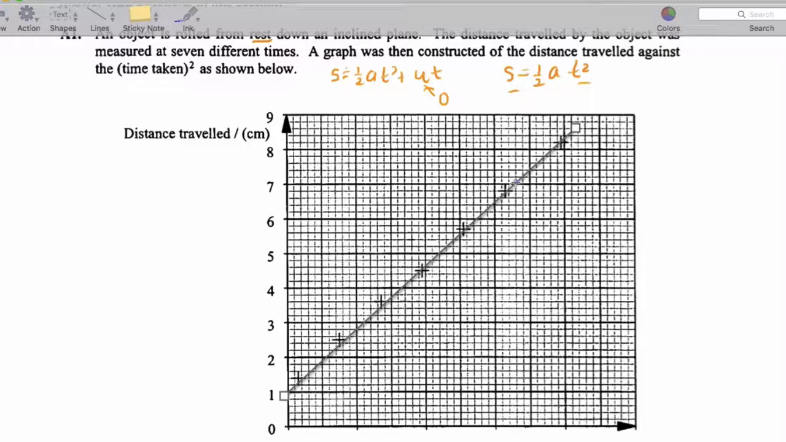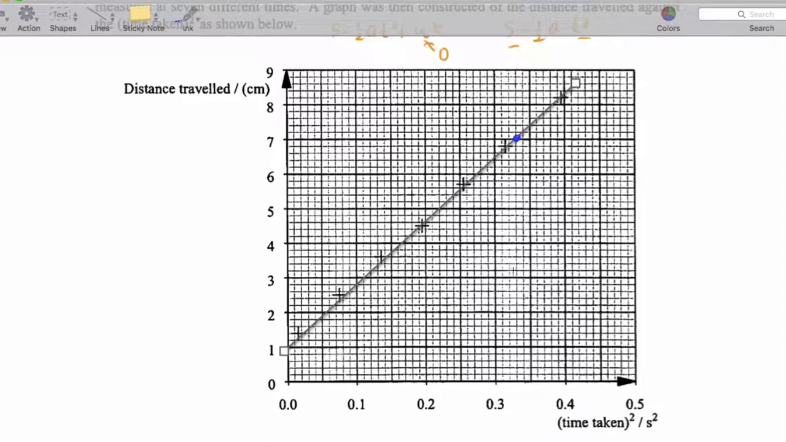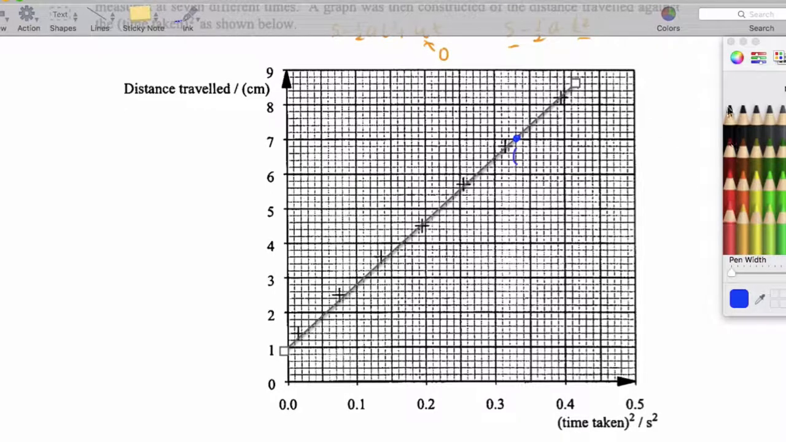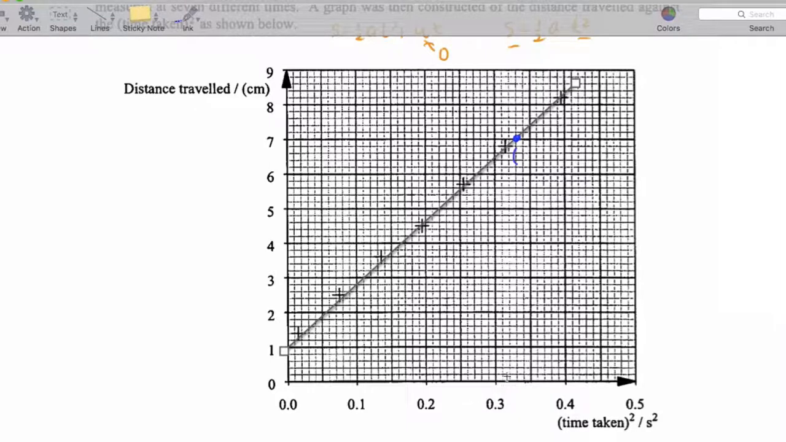So I'm gonna try to grab a couple points here that might work. Here's a decent one. That looks like about 0.33 for the time squared and 7.0 for the distance. And then let's see if I can get another one, something that isn't terrible. Here. That looks like it's 0.11 for the time squared and 3 for the distance.